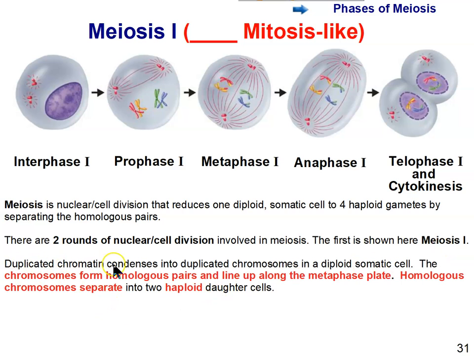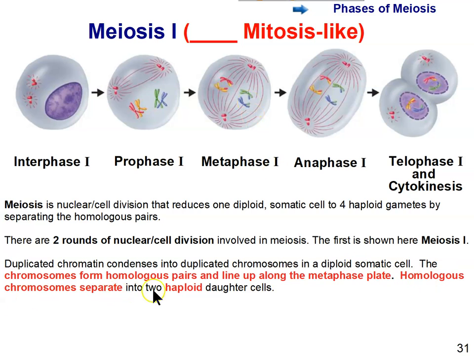So duplicated chromatin condenses into duplicated chromosomes. That's what's happening here as we go from interphase 1 to prophase 1. And by the way, when you're talking about meiosis I, you have to include the 1. And when you're talking about meiosis II, you have to include 2 in the names of the different phases. So the chromosomes from homologous pairs line up along the metaphase plate. They get together in homologous pairs, which right there is different than mitosis. And then they line up along the metaphase plate together in pairs, which is very different from mitosis.